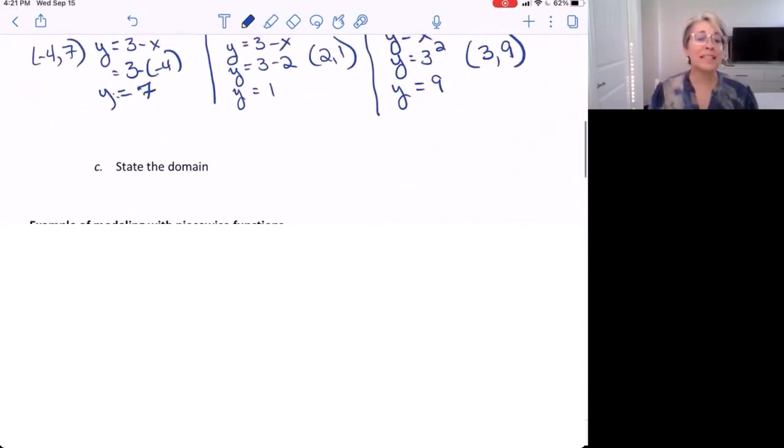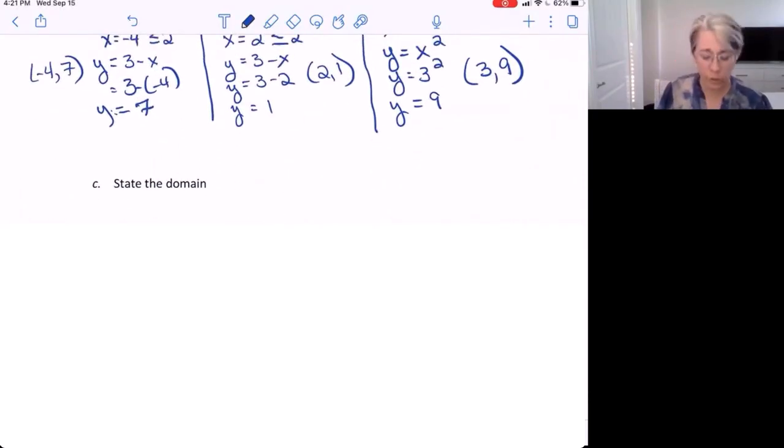Then they want us to state the domain. Well, notice for both pieces, you have x less than or equal to 2 and x greater than 2. If you were to graph that on a number line, it would include all real numbers. So our domain is everybody from negative infinity to infinity.